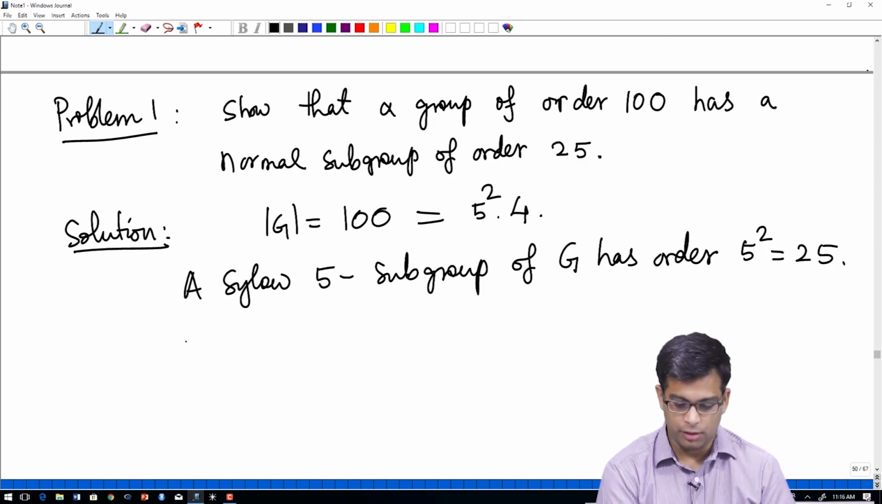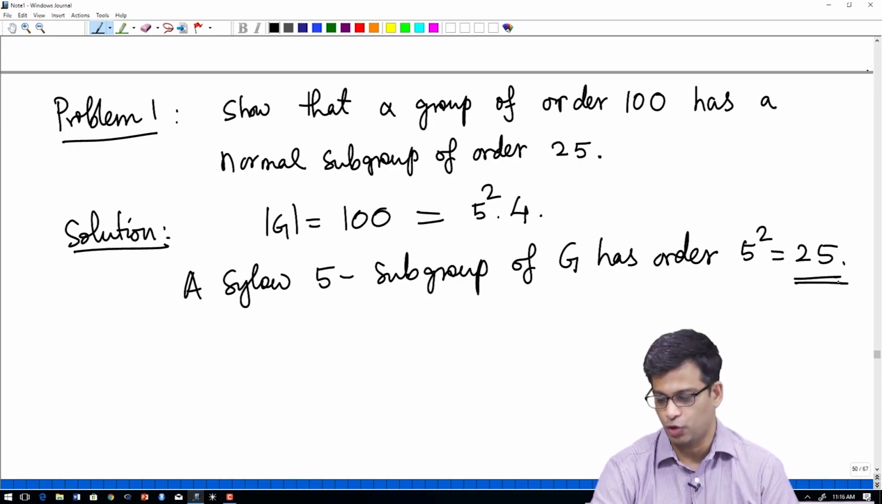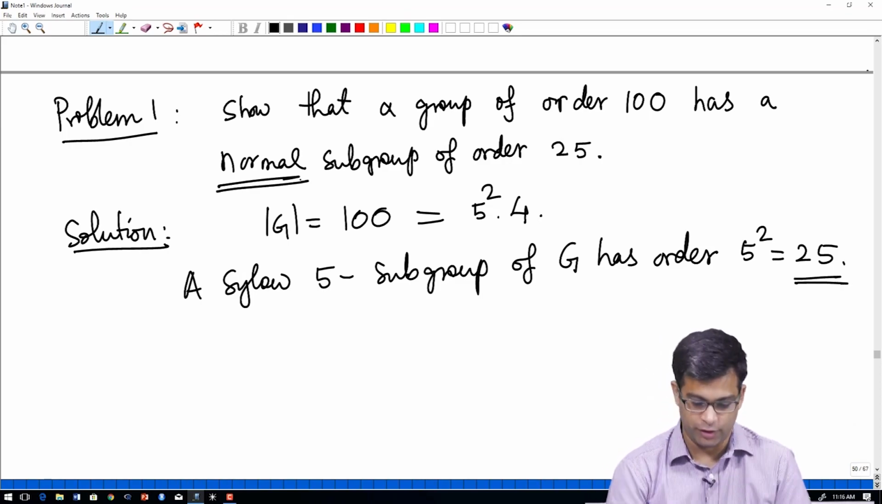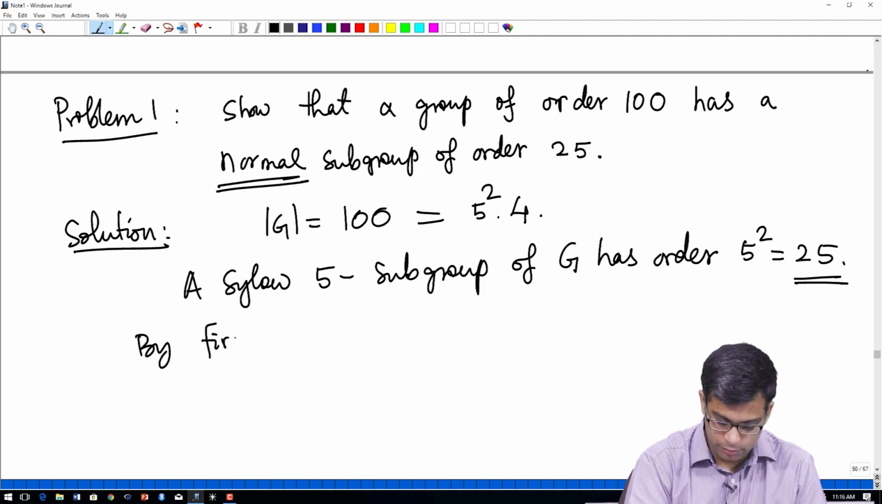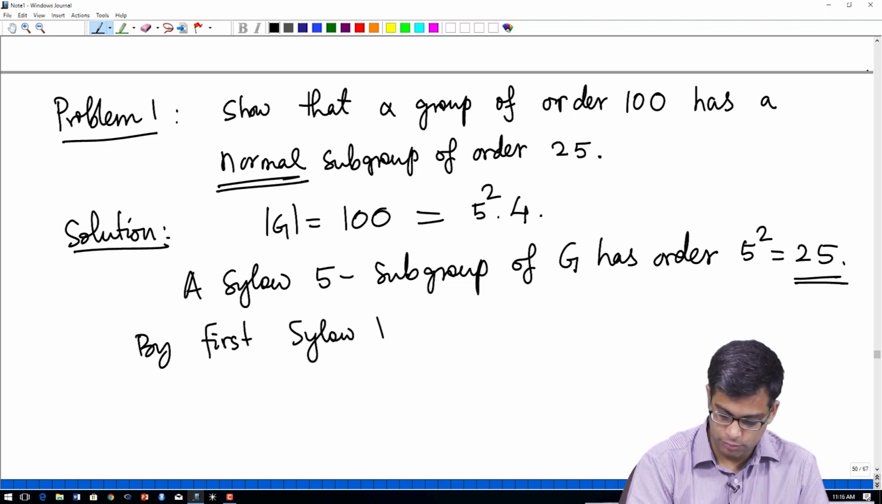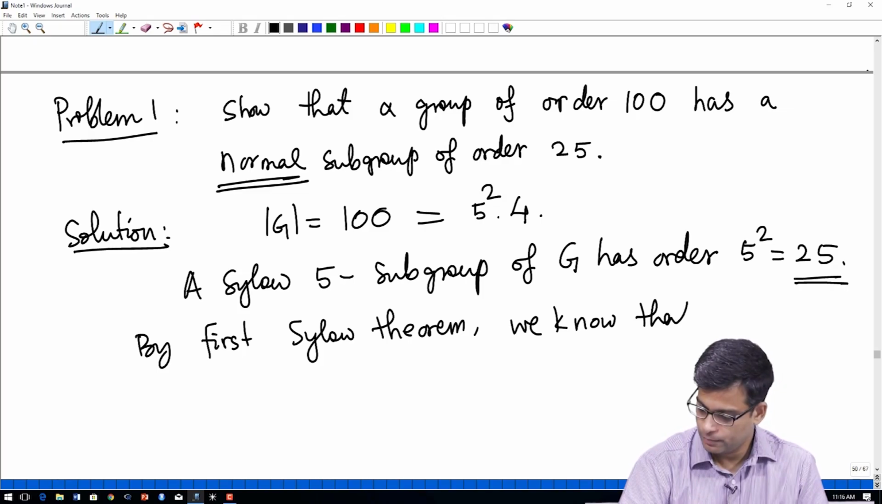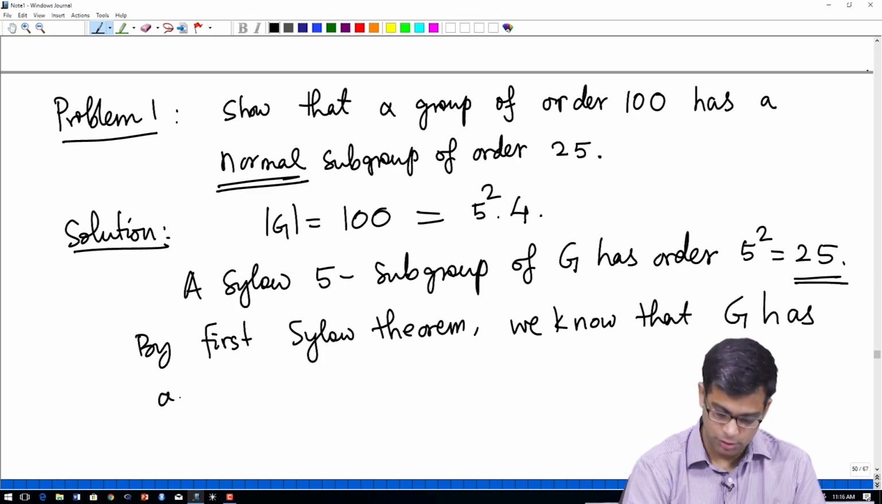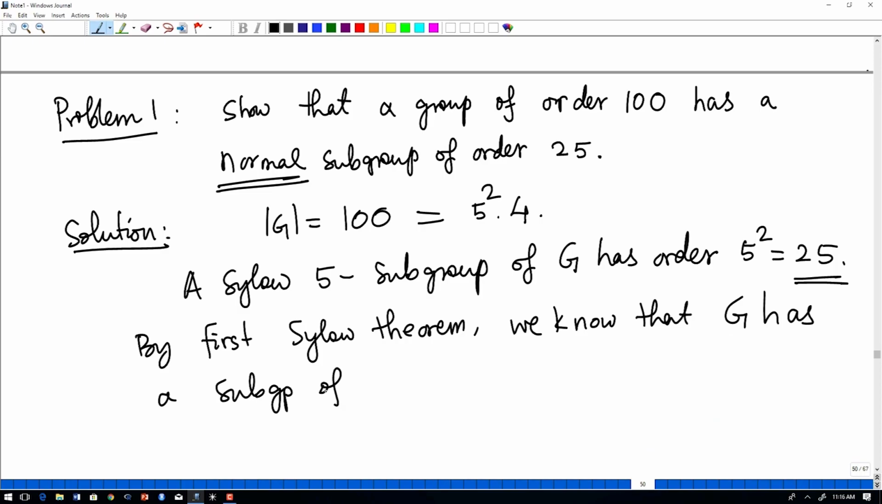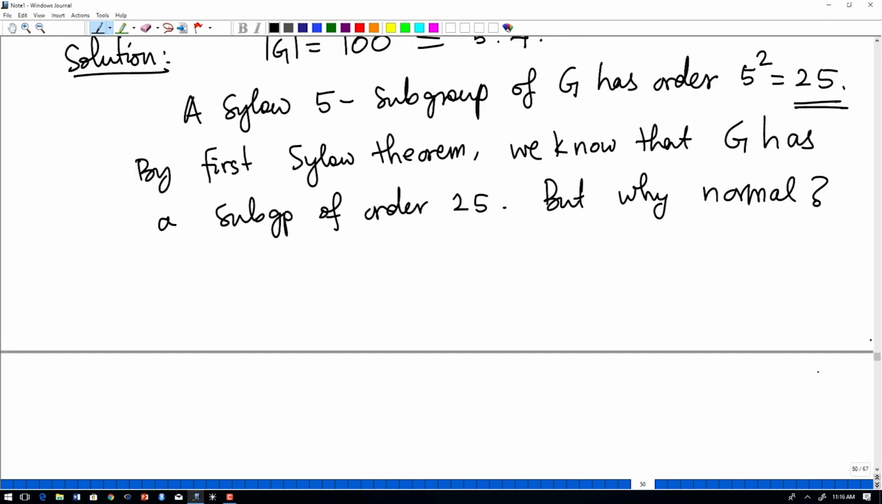By the first Sylow theorem, we know that G has a subgroup of order 25, but why normal? Why should there be a normal subgroup of order 25? And for us to prove that, we have to use the remaining two Sylow theorems.